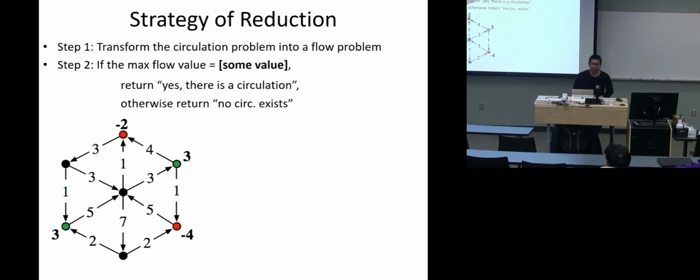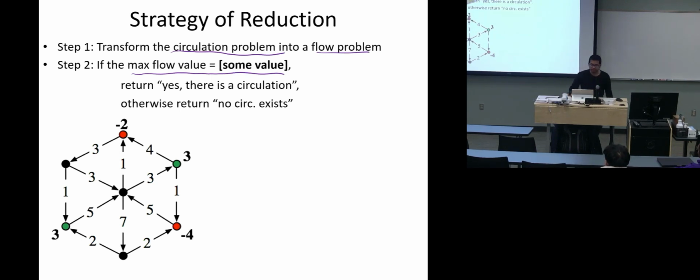Okay, so that's the problem. Let's see how to solve this using MaxFlow. The strategy is again to transform the problem to a flow problem, and then ask if the value of the MaxFlow is something, then we say yes. Otherwise, there's no circulation. That's the strategy.